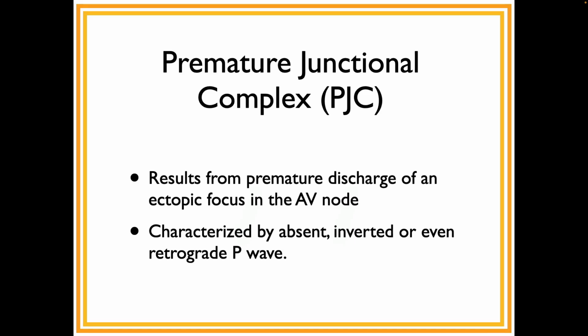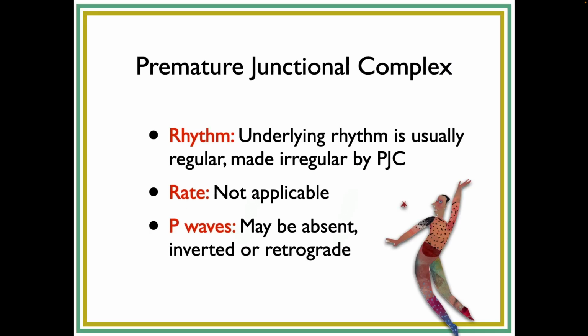Okay, we'll do the PJC and then we'll probably take a break. So a PJC is very similar to a PAC. The only difference is where the irritable ectopic focus is. In the PAC, it's in the atrium. In the PJC, the irritable ectopic focus is in the AV node, okay? And because it's junctional, that single premature beat will have no P wave, an inverted P wave, or even a retrograde P wave. And we'll look at some pictures in a moment.